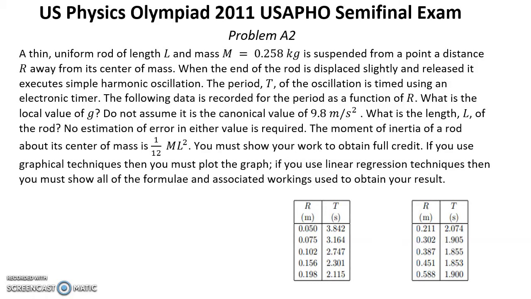What is the local value of g? Do not assume it is the canonical value of 9.8 meters per second squared. What is the length L of the rod? No estimation of error in either value is required. The moment of inertia of a rod about its center of mass is 1/12 mL squared.